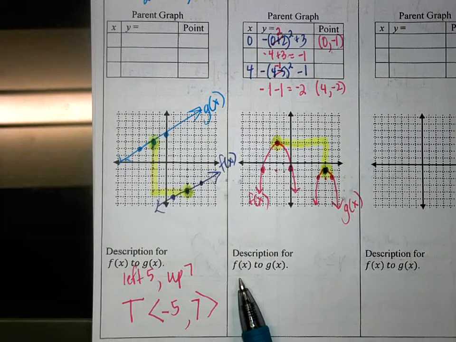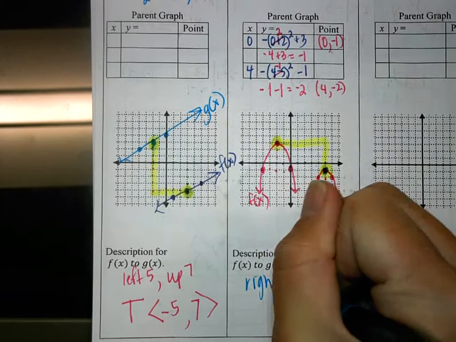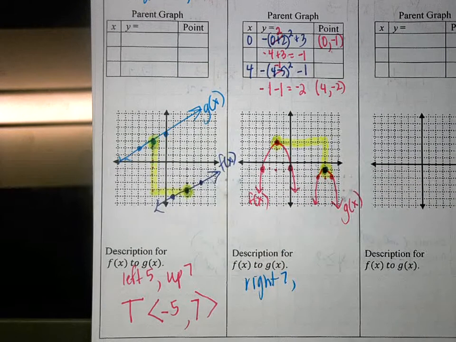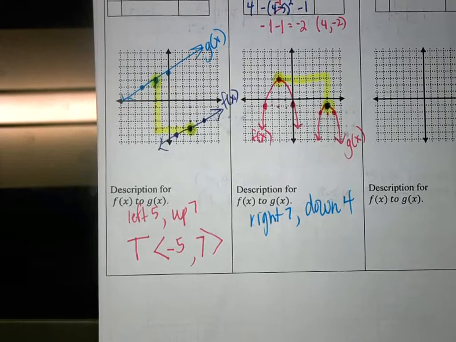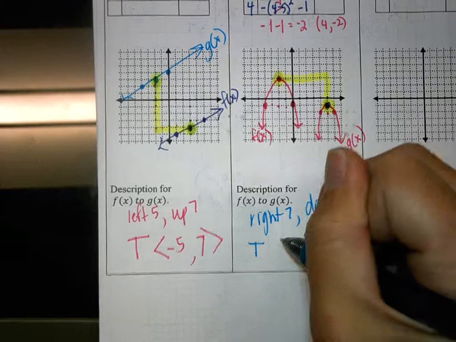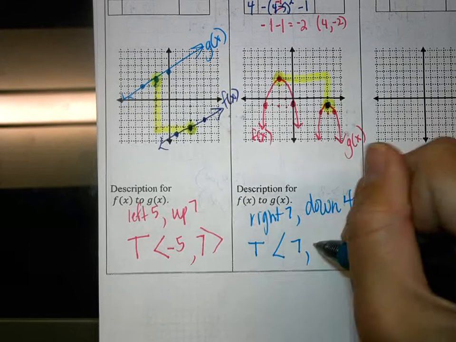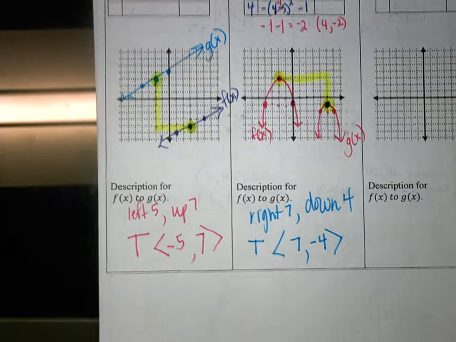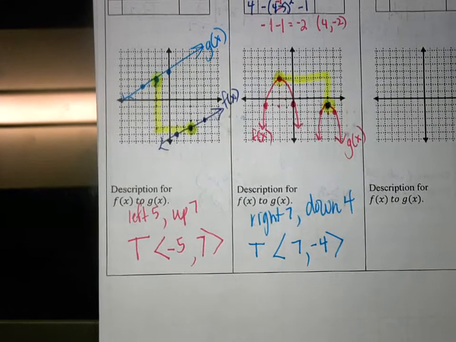So based on this, how is it moving? Right 7, and then down 4. And then another way that you could write that if you wanted to would be translation. Right 7 would make a positive 7, and down 4 would make a negative 4. Okay. Any questions?